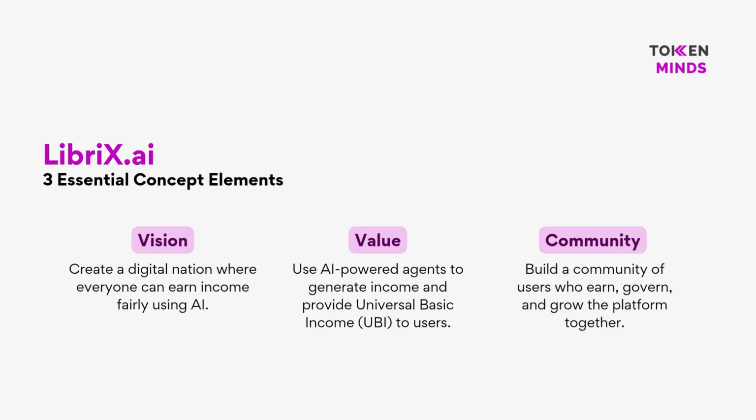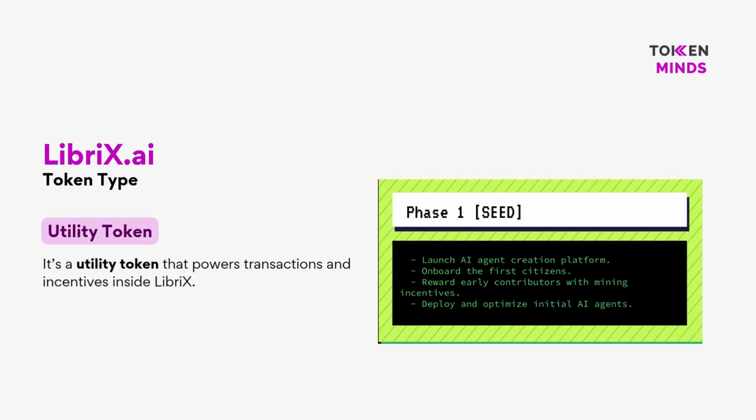So now that we've got the concept, what kind of token brings this story to life? Well, Librix decided to go with a utility token, and it makes perfect sense. The token is the core fuel of the entire Librix economy. It's used to power transactions between users and AI agents, distribute earnings, unlock premium features or tools inside the ecosystem, and eventually facilitate governance decisions as the platform decentralizes. So, in short, it's not a decorative token, it's functional, it's integral, and it fits their mission.